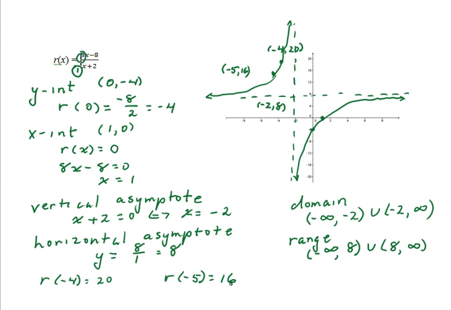The way I found those points was to use the symmetry around the point (negative 2, 8). This type of graph is a hyperbola, and the graph is symmetric with respect to the point of intersection of the vertical and horizontal asymptotes. And it's characteristic of a graph which is the graph of a rational function with a linear function in the numerator and in the denominator.